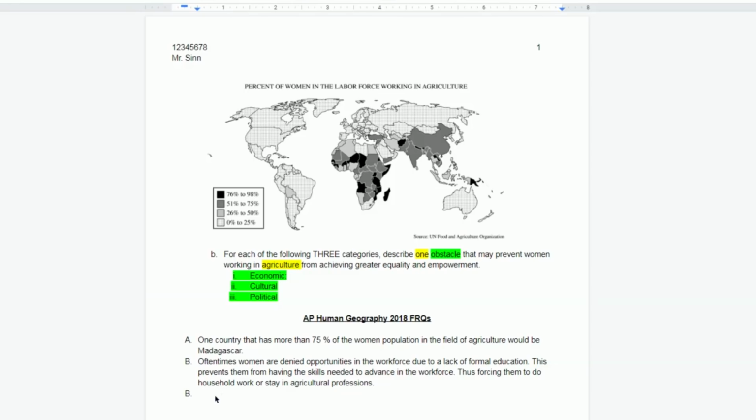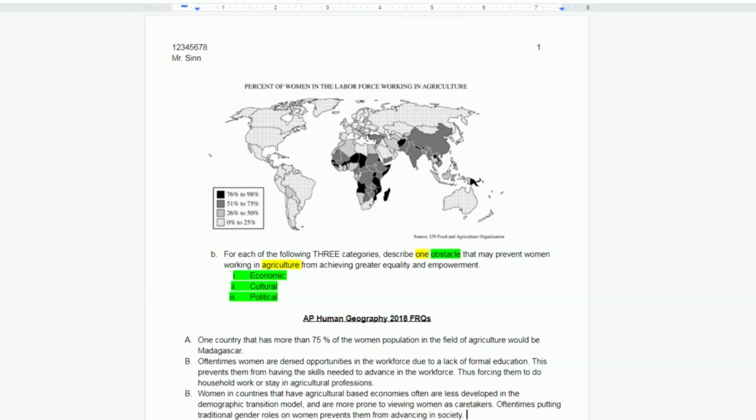So let's look at what I came up for culture. Culture, I have women in countries that have agricultural-based economies often are less developed in the demographic transition model and are more prone to viewing women as caretakers. Oftentimes, putting traditional gender roles on women prevents them from advancing in society. So here I'm talking a little bit about essentially how men are viewed differently as women.